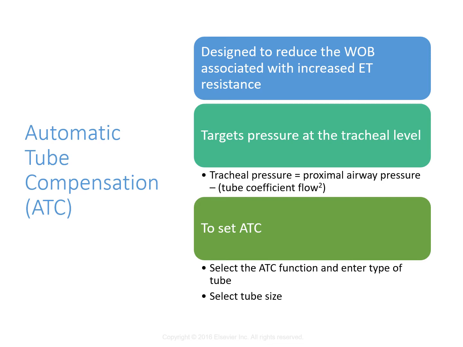So usually you have to select the automatic tube compensation function, and then you say what type of tube, whether it's an ET tube or trach, and then select the tube size. Is it a 7.5? Is it a 7.0? Right? So a lot of times that's very helpful, right? That's how it does its algorithm or its calculation.